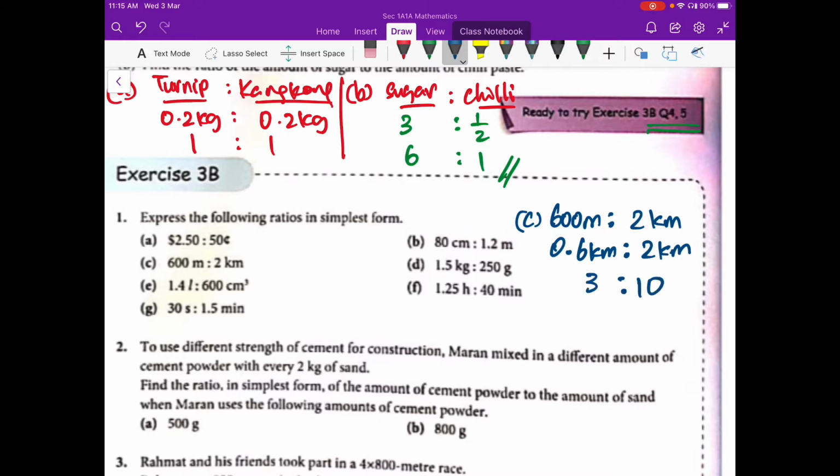Did you also get the same answer when you changed the kilometer to meter? Yeah. Same, right? Then you did your division, both sides divided by 100, both sides divided by 2. You get 3 to 10 also, isn't it? So our calculator can help us for that. Moving on to part D.